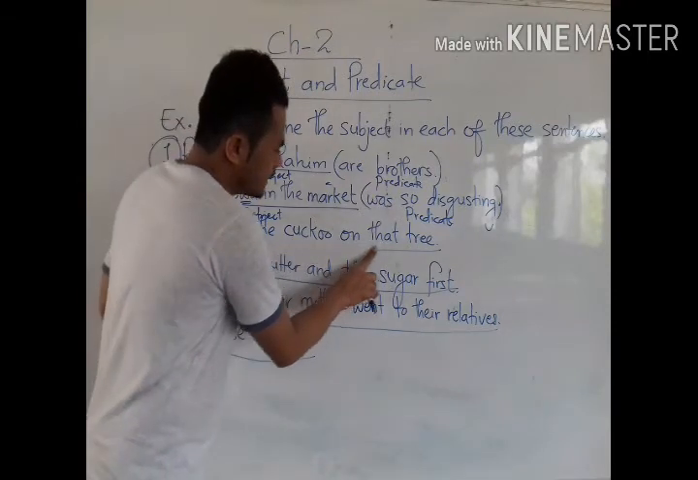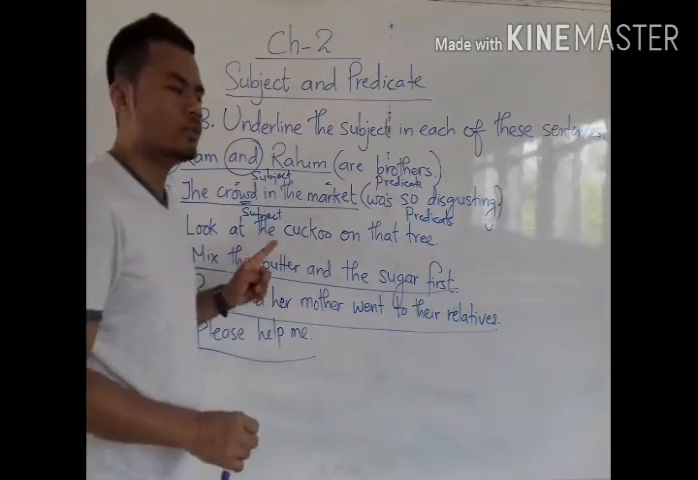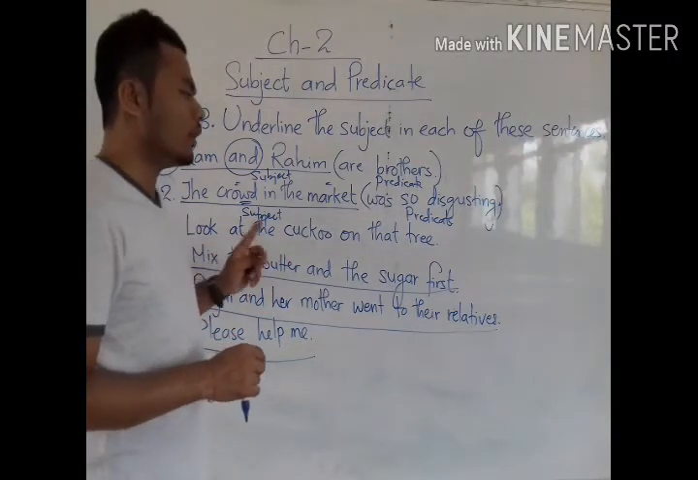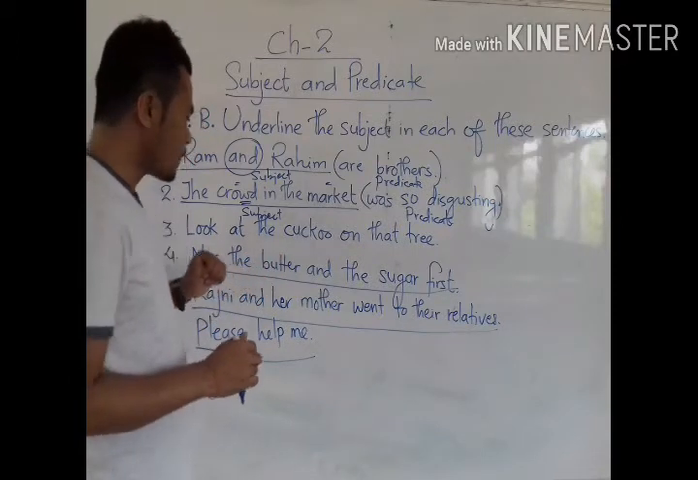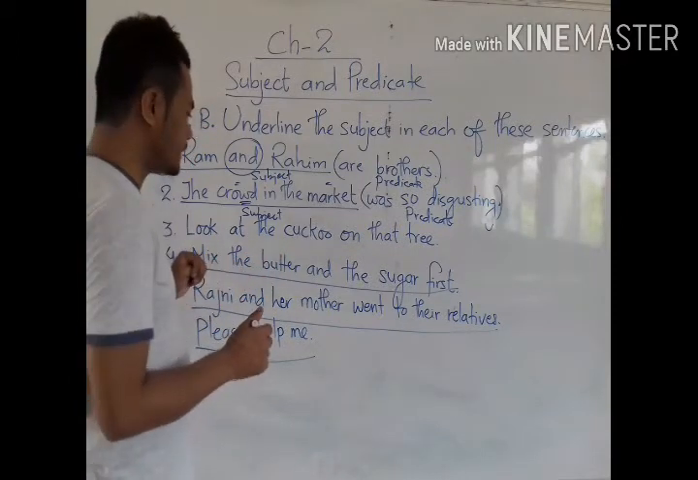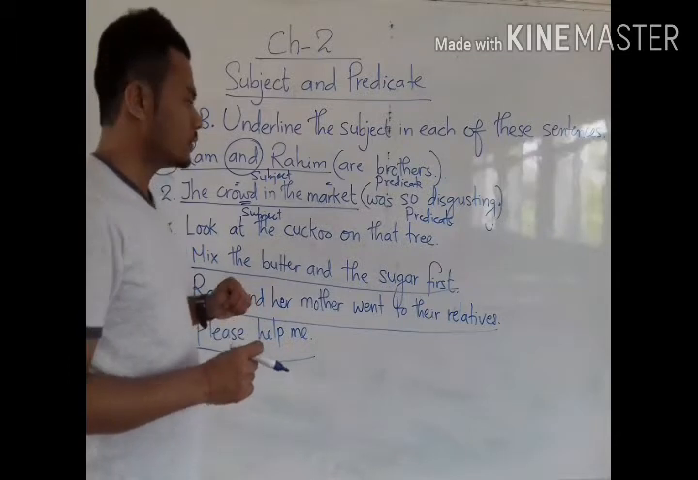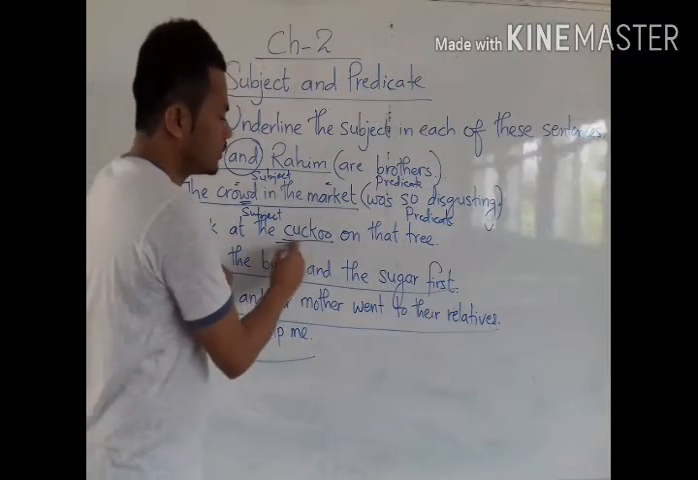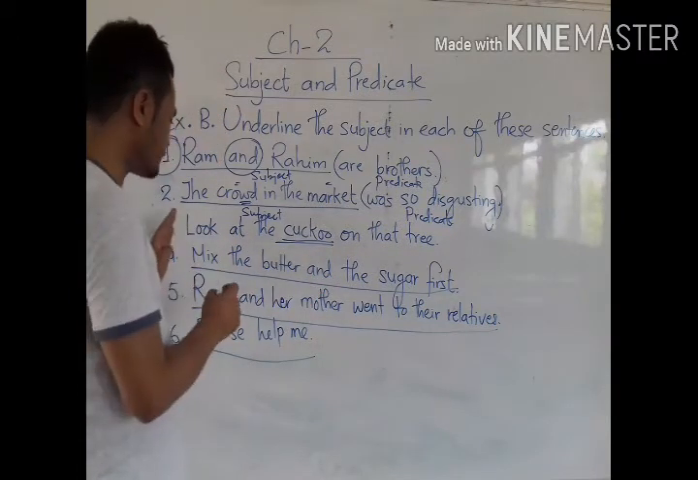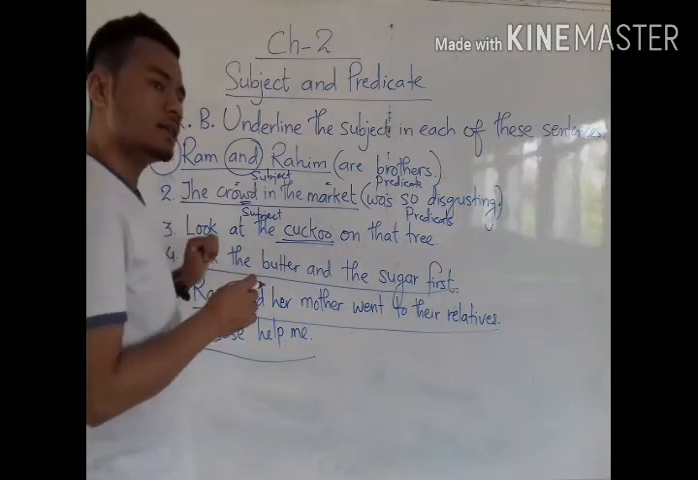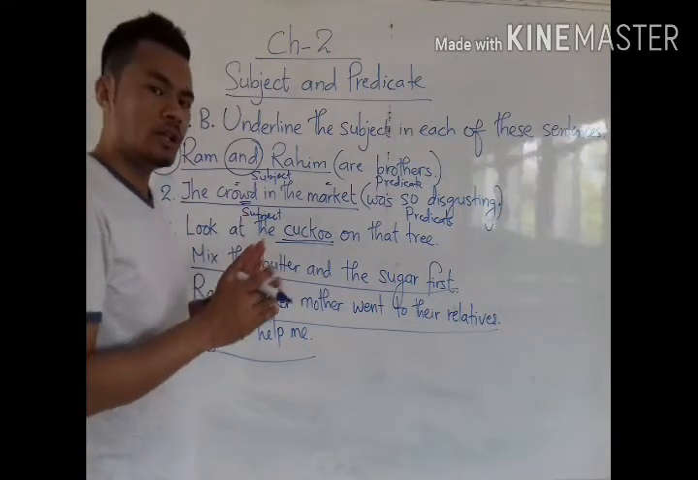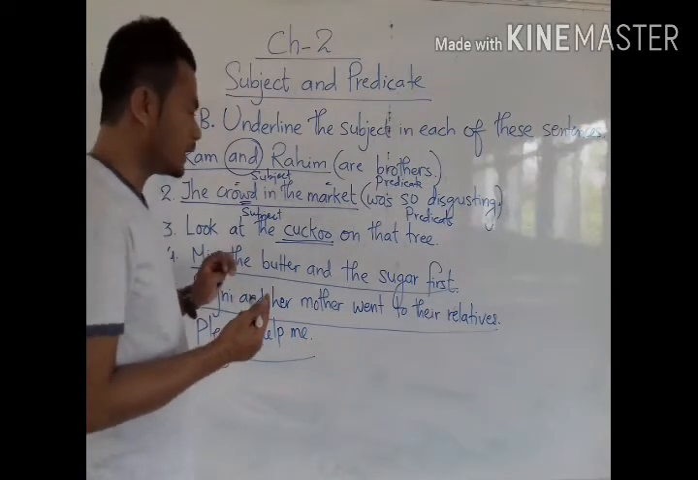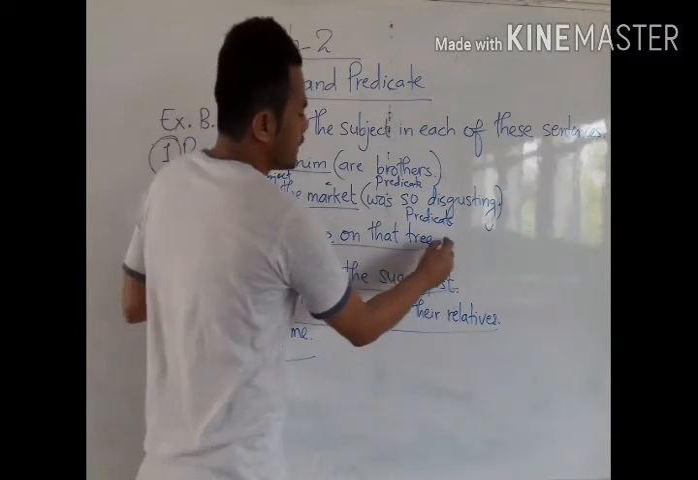Now come to sentence 3. Look at the cuckoo on that tree. This is the sentence I have taken from your exercise. Do you find any subject here, what the sentence is about? No, it is not about the cuckoo. Here someone is asking someone to look at the tree. It is an order. So it is an imperative sentence.